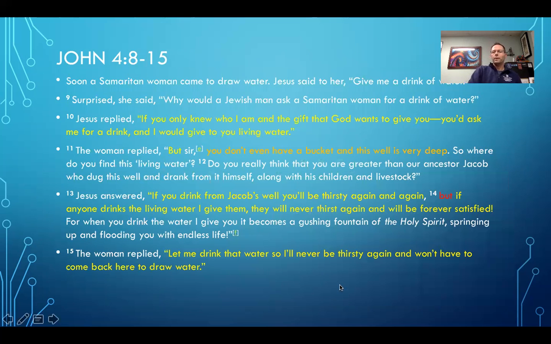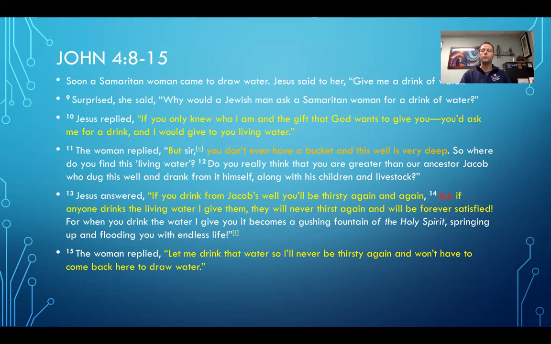A Samaritan woman came to draw water, and Jesus said, "Give me a drink of water." Surprised, she said, "Why would a Jew ask a Samaritan for a drink of water?" And Jesus said, "If only you knew who I am and the gift that God wants to give you." Notice there's an if and there's an and. Jesus is using logic. "Then you would ask me for a drink and I would give you living water." The woman replied, "Sir, you don't even have a bucket, and this well is very deep. So where do you find this living water?"